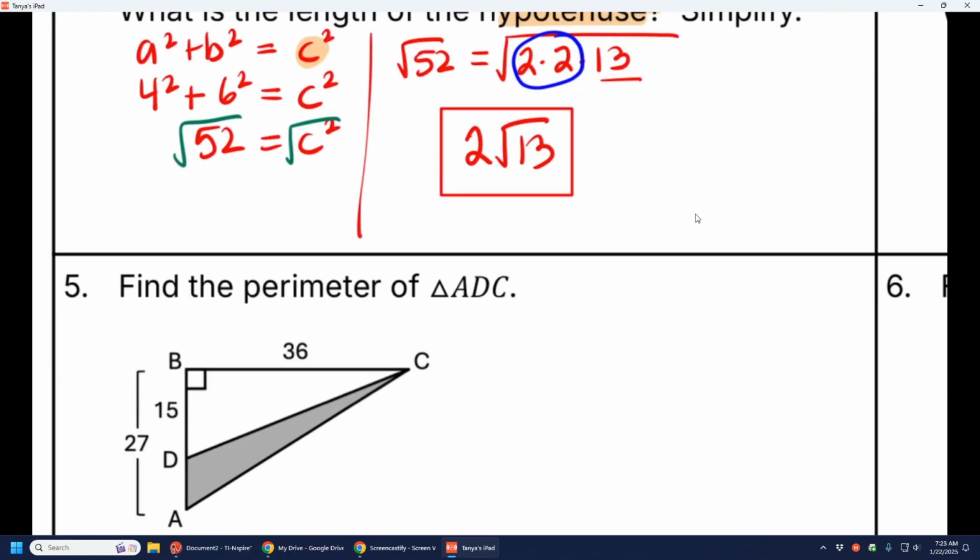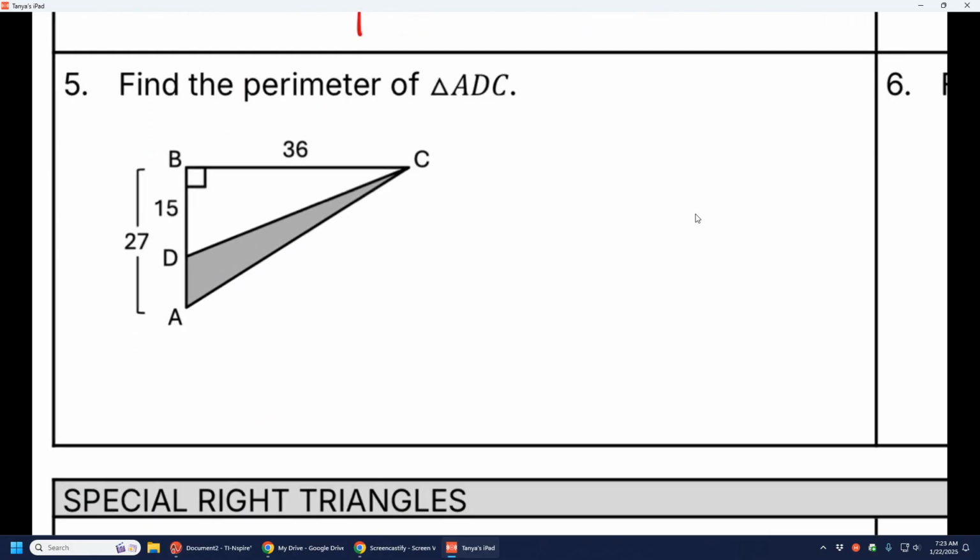Okay, number 5. This one's kind of tricky because they want you to find the perimeter of ADC. That means that we need to know the length of all 3 sides. Here's AD, so we're going to need to know that one. DC, we need to know that. And then AC. And then once we have all 3 sides, we just add them together. Perimeter is easy. So the hard part is actually finding the lengths.